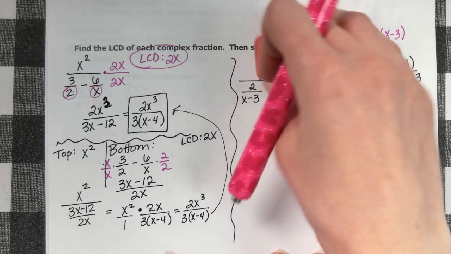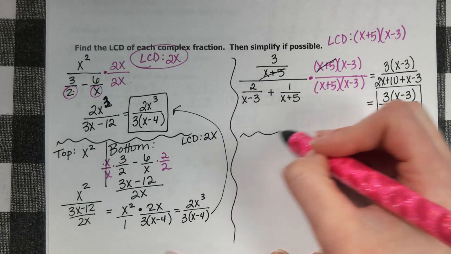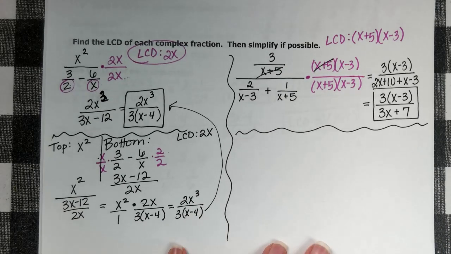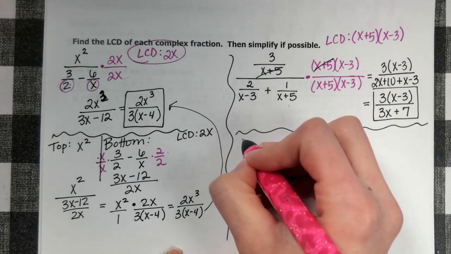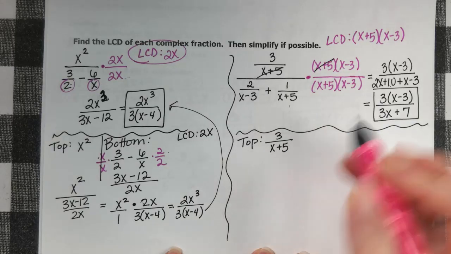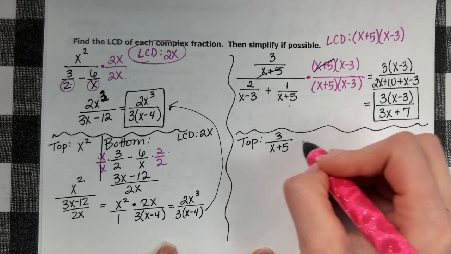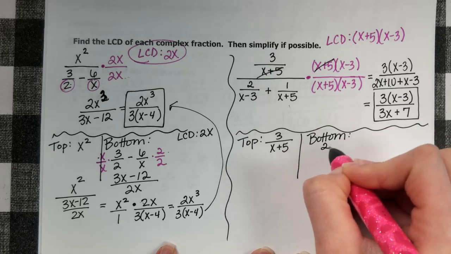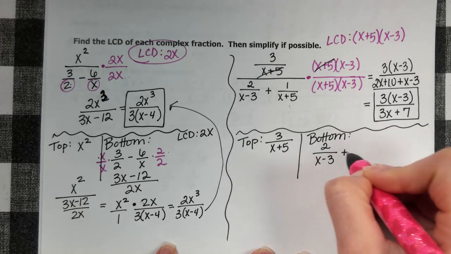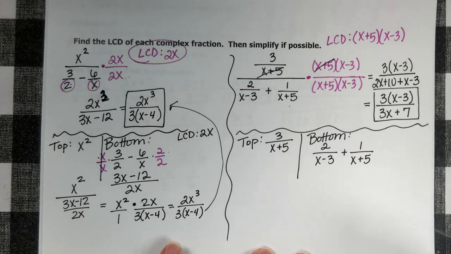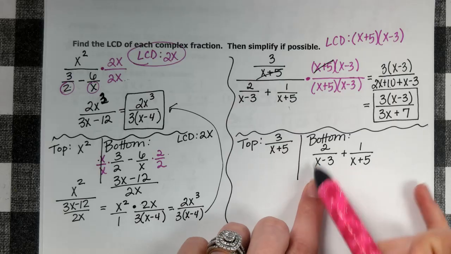All right, now for those of you who are still a little confused, I'm going to separate the top and bottom. You, again, don't have to write this. If you can understand the other way, you don't have to do the top and bottom part. All right, so my top is 3 over x plus 5. That's just a basic fraction I don't have to do anything with. Okay, the bottom, I have 2 over x minus 3 plus 1 over x plus 5. This makes it a simple problem.